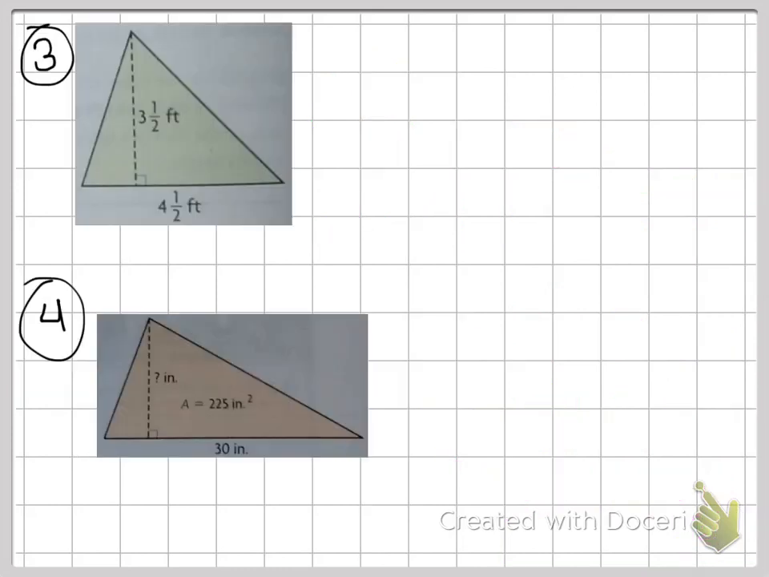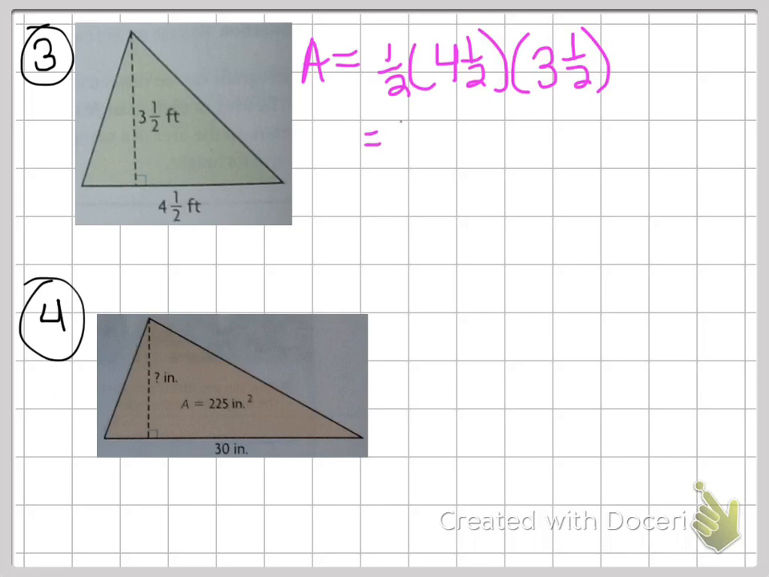Last two examples. Again, area equals half times our base, which is given to us as 4.5 feet, times 3.5. We can change those to improper fractions. So 1/2 times 9/2 times 7/2.